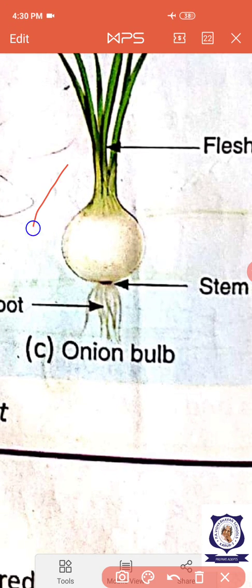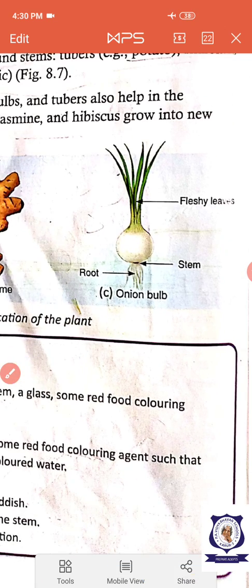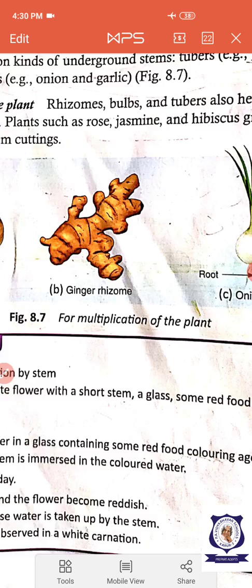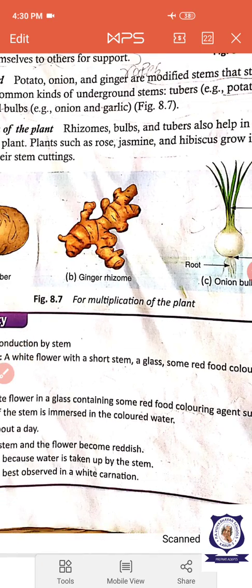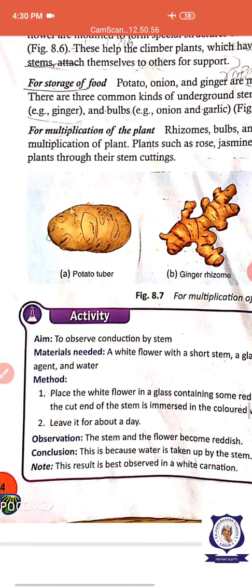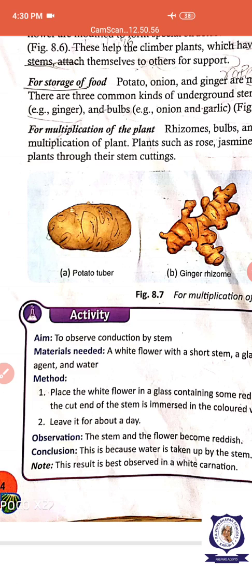Looking like a bulb. So onion is said to be the onion bulb, as it stores the food. It is storing the food. So these are all the underground stem modifications. Okay. So what are the stem modifications?